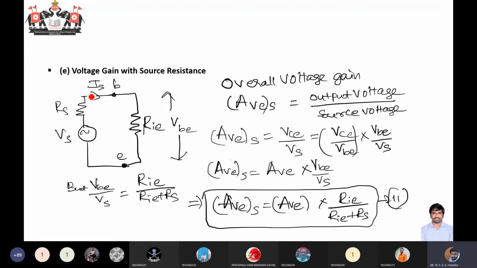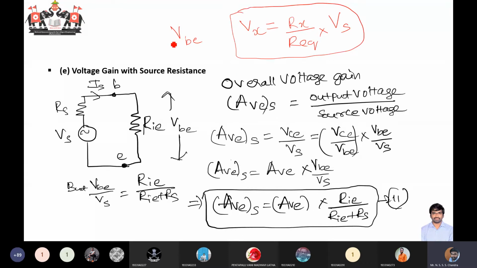In a series circuit, what happens to the voltages? Will they be equal or will they be shared? The voltage will be divided, right? So how can you write the VBE value? Do you remember the voltage divider rule? Vx is equal to Rx by R equivalent into Vs. The voltage divider rule, right? So here Vx is nothing but your VBE.